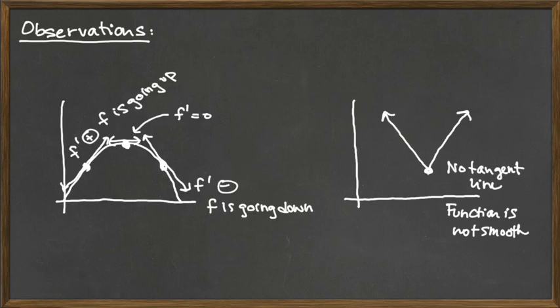And so what we're going to find out there is that the derivative actually doesn't exist at that corner point there.